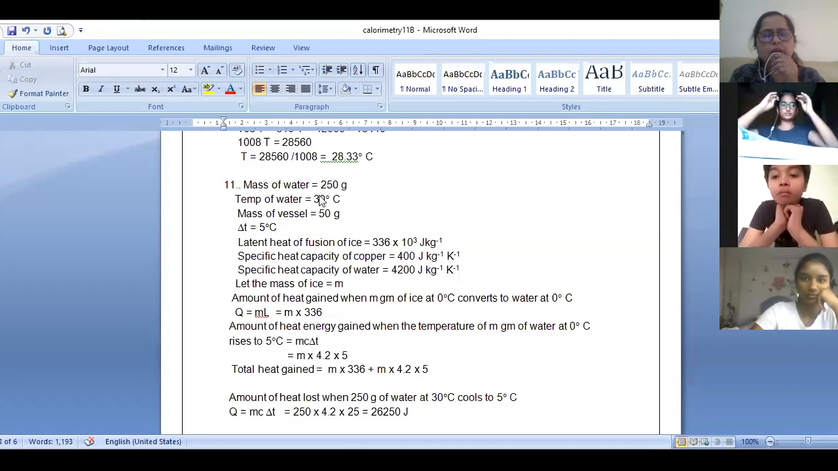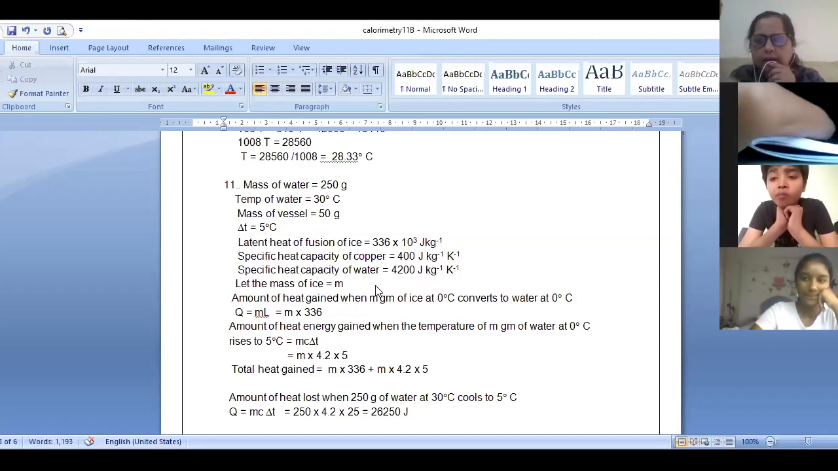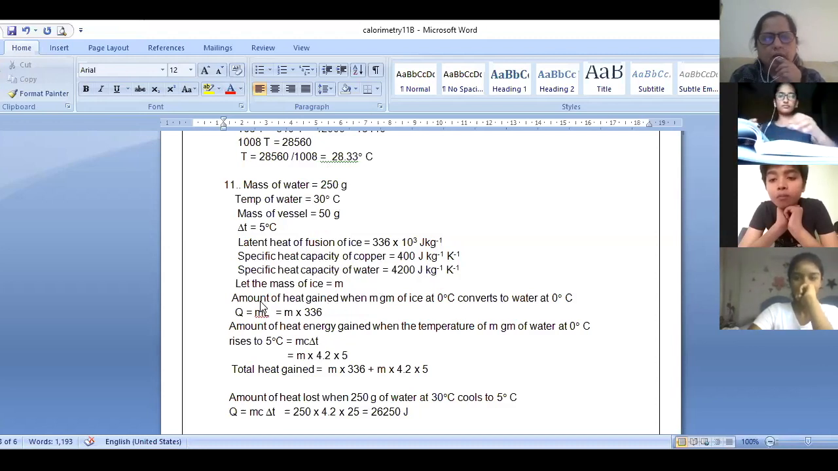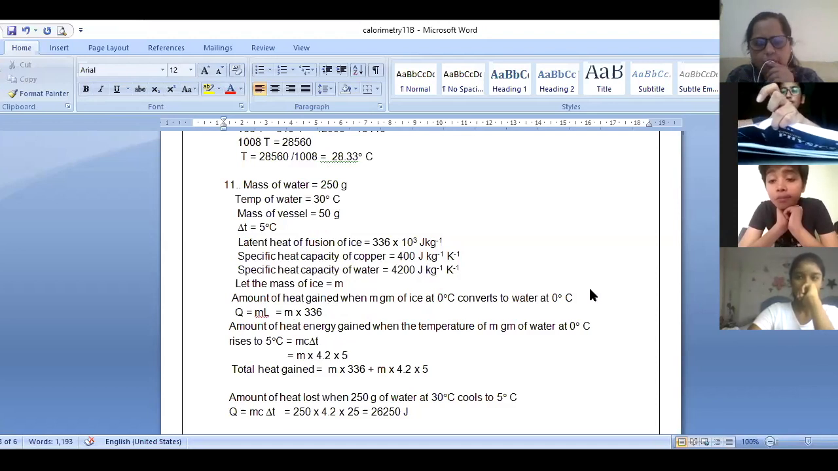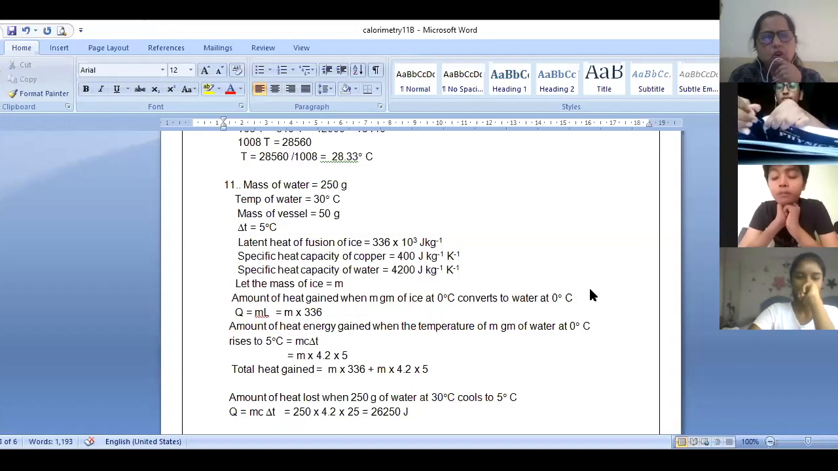Now what do you have? You have the temperature of water as 30 degrees. They are asking how much mass of ice, so let the mass of ice be m. Now when you add the ice, start thinking what is going to happen. Ice is going to convert to water, right? So first, the amount of heat gained when m gram of ice at 0 degrees converts to water at 0 degrees. It is going to take heat and start melting. So Q equal to mL.